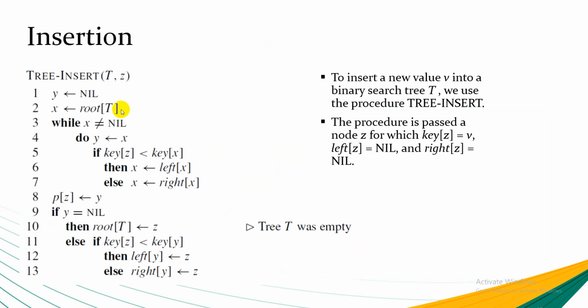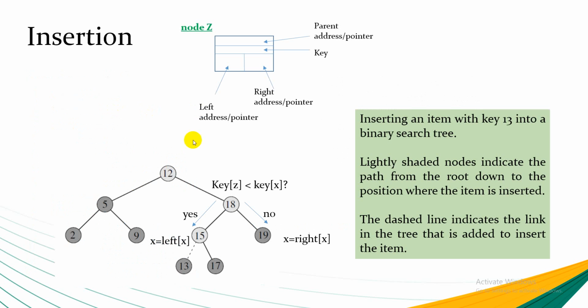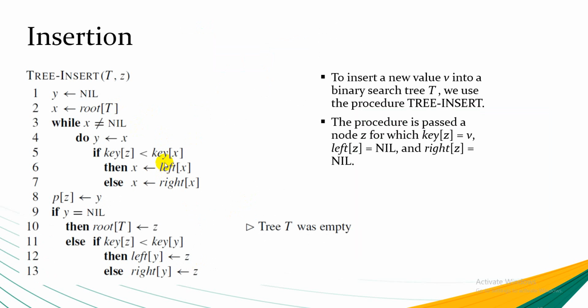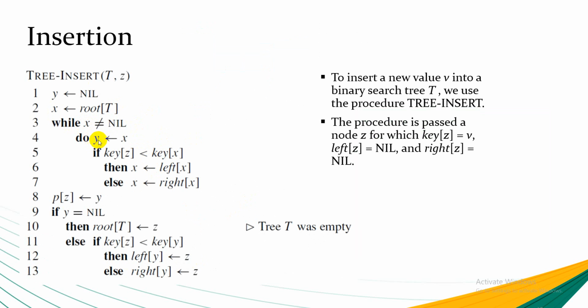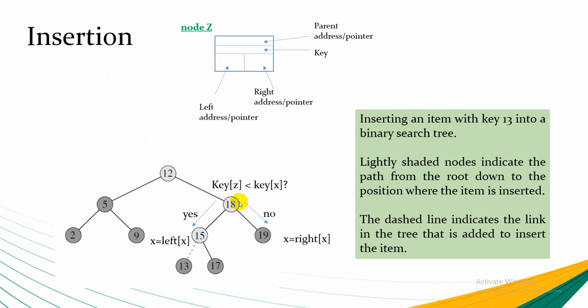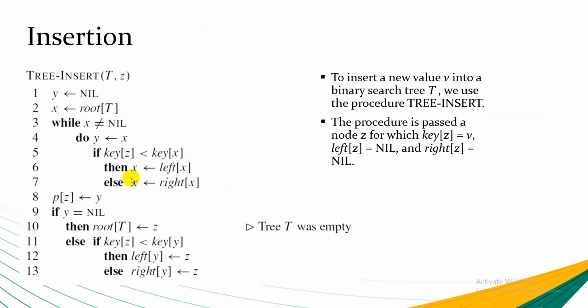So the algorithm is the following. We start by X equal to root T. So here, if we want to insert 13, we start with the root. And then we say while X different from null. So at the root here, X is different from null. What we do, we just say Y is equal to X. This is actually to save or to track. And then we say, is key of Z less than key of X? Here, for example, we will find out that key of Z is not less than key of X. It is greater than. What does this mean?